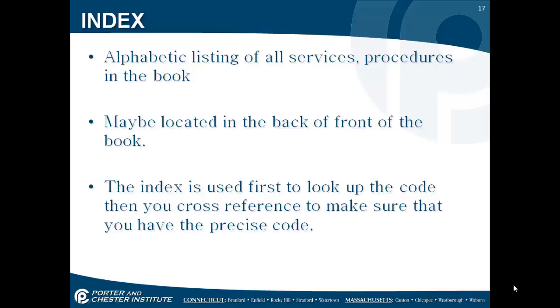The index is an alphabetic listing of all services, procedures in the book. It may be located in the back or the front of the book, depending upon the type of book you use. The index is used first to look up the code, and then you cross-reference to make sure that you have the precise code.